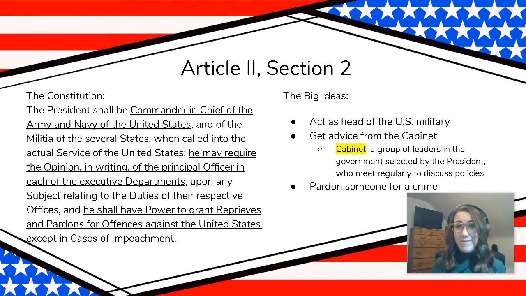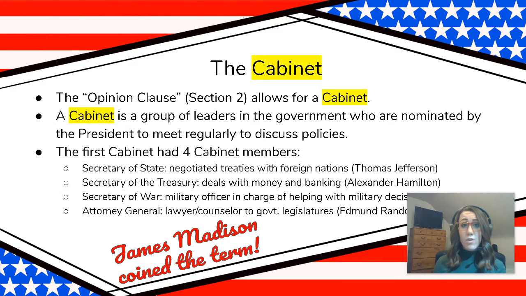I know that sounded a little bit confusing. But the cabinet is essentially just a group of leaders in the government who are selected by the president, who meet regularly to discuss policies and to help advise the president in whatever decisions that he or she needs to make. So, what again is the cabinet? I know, it was a lot.